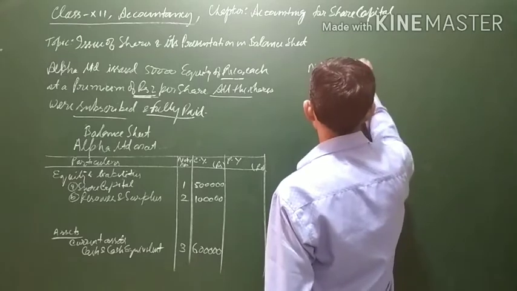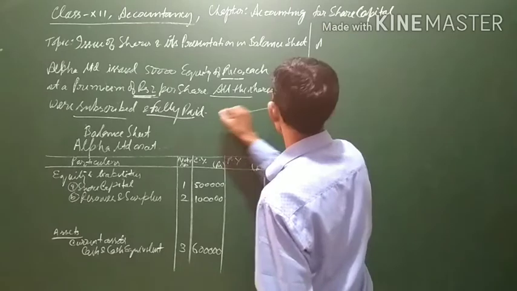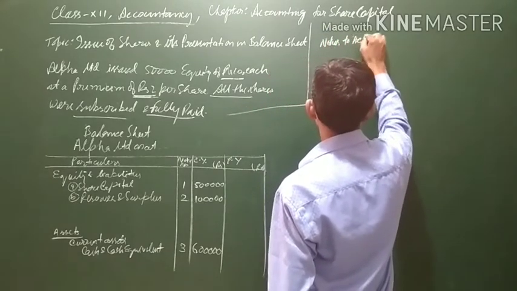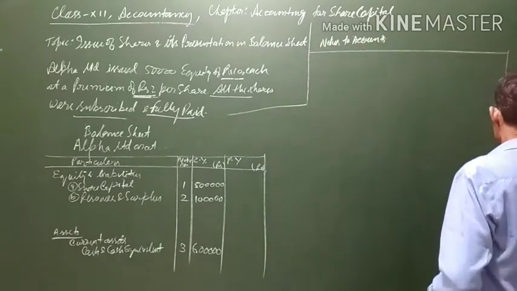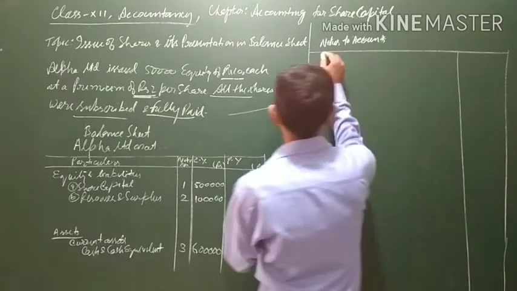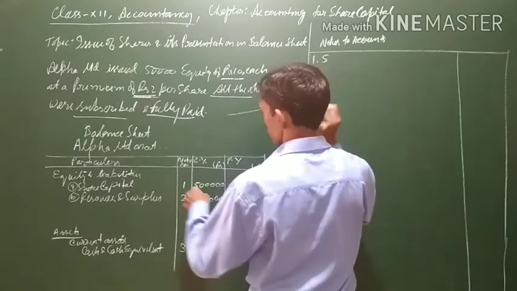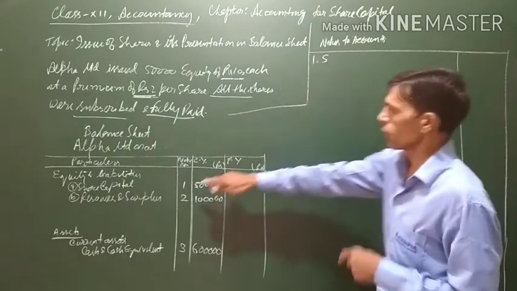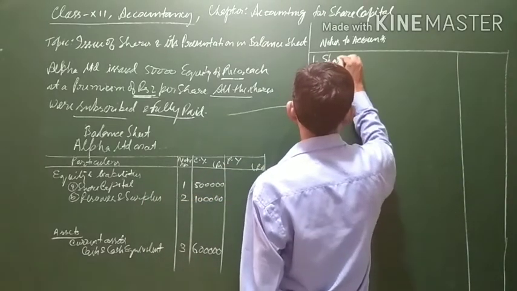Now, how are notes to account prepared? From here let us write it. Notes to account. First is the share capital. This is note number 1, and this is for share capital. So we will be writing notes to account: there is one number. It will be written as share capital, because note number 1 is related with share capital.